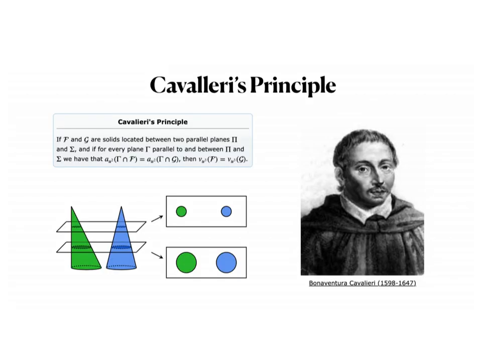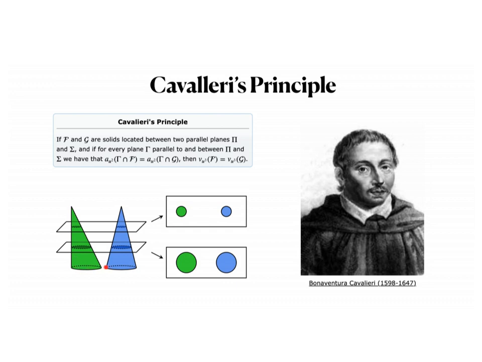To help us derive the formula for the volume of a sphere, we first have to talk about Cavalieri's principle. And let's take a look at this. If F and G are solids located between two parallel planes, pi and sigma, and if for every plane gamma parallel to and between pi and sigma, the areas of those cross sections are equal, then I know the volumes are equal.